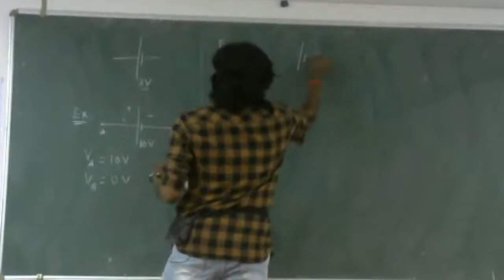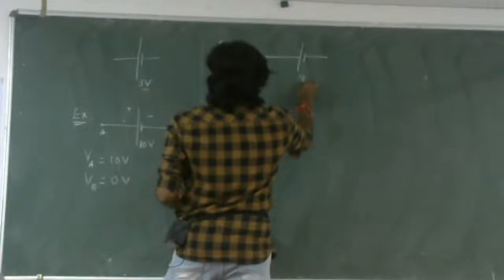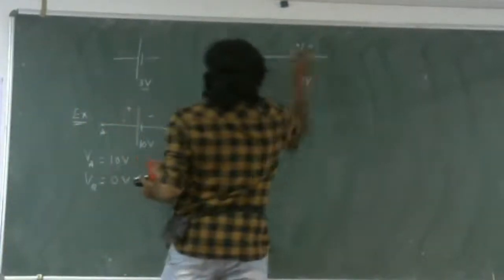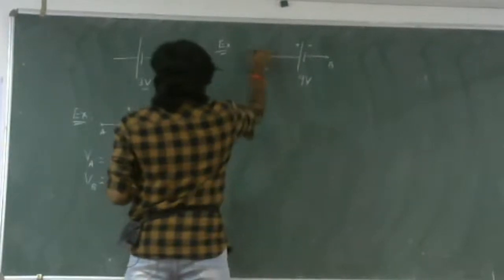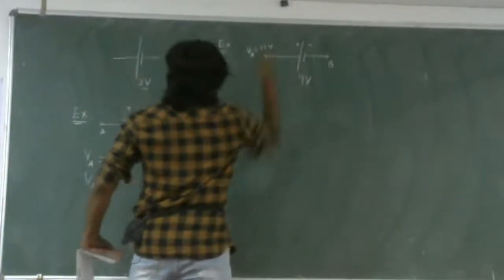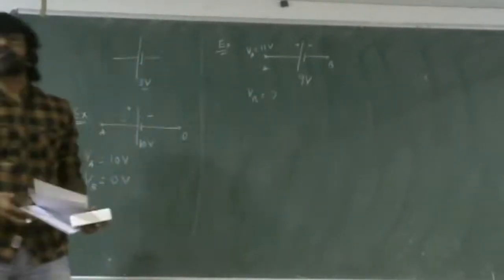If we have a same battery of let's say 9 volts, a 9 volt battery as the cell provided, this is higher and lower potential. This is point A and this is point B. Here, if VA, the potential of A, is let us say 11 volts, then what should be potential of B?